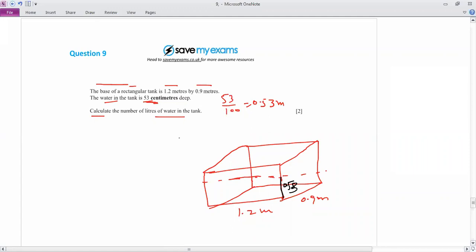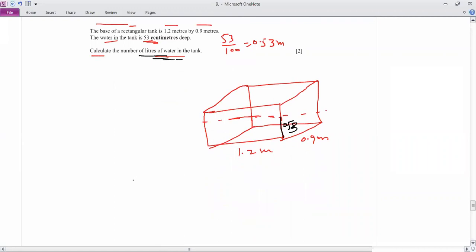This is height actually. So if you have to calculate the volume in liter, first calculate the volume in cubic meter. So what will be the volume? 1.2 into 0.9 into 0.53. Can you calculate this, please? 0.5724. This is cubic meter.